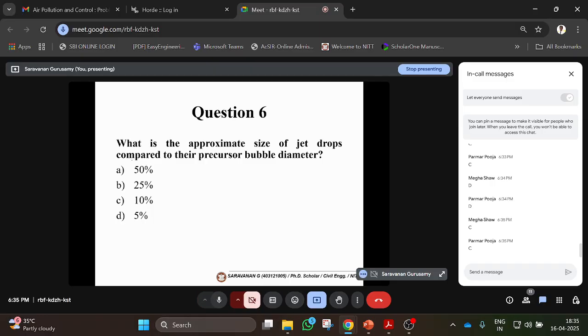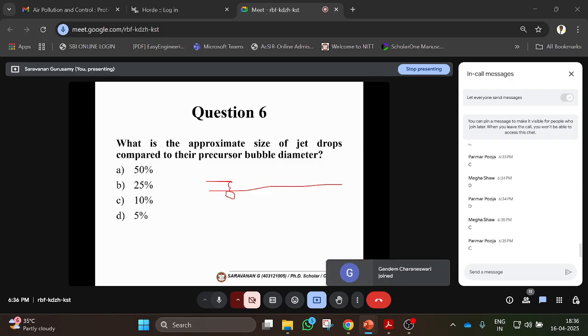Sorry for that. What is the approximate size of jet drops compared to their precursor bubble diameter? That's what we know, right? At the surface of the ocean, the bubble may come out as jet drops. Whatever the bubble size, the jet drop size will be 10% of the bubble size. You can see it in the picture.